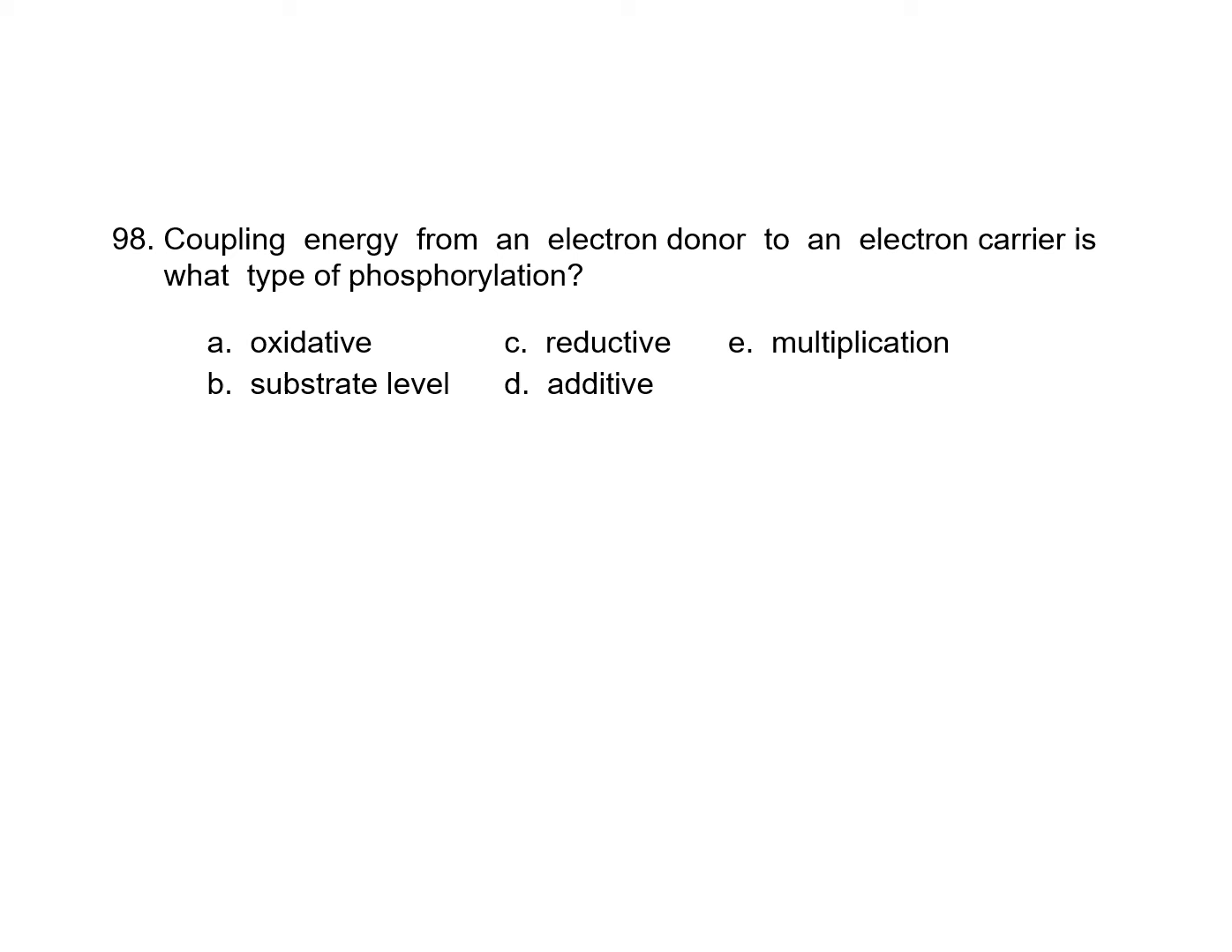Number 98. Coupling energy from an electron donor to an electron carrier is what type of phosphorylation? A. Oxidative. B. Substrate level. C. Reductive. D. Additive. E. Multiplication. The answer is oxidative.